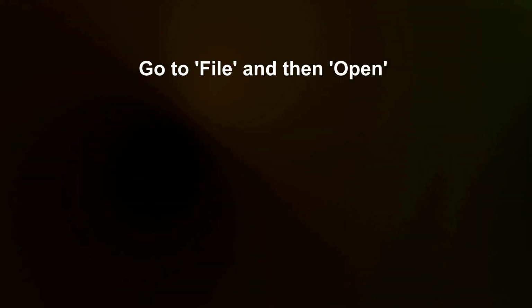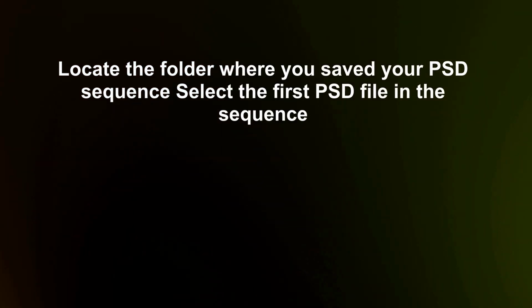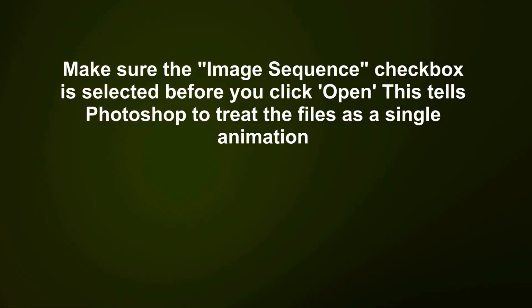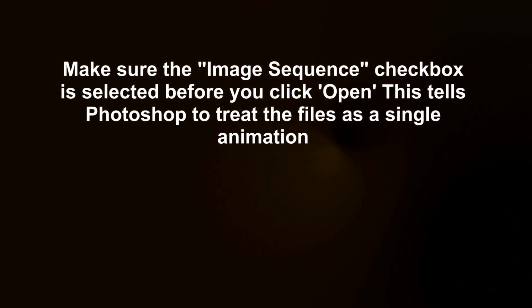Go to File and then Open. Locate the folder where you saved your PSD sequence. Select the first PSD file in the sequence. Make sure the image sequence checkbox is selected before you click Open. This tells Photoshop to treat the files as a single animation. Photoshop will now import your Animate animation as a video layer on the timeline.